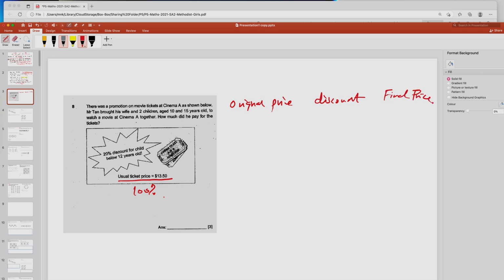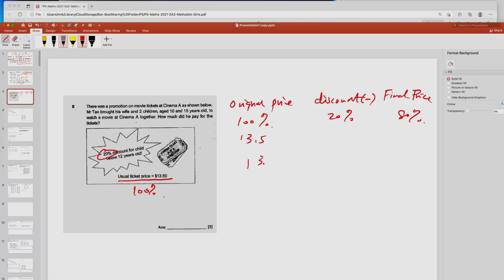So you write it down like this: 原价, 折扣, 最后价格. Original price is always 100%. So what's the discount here? 20%. Discount means plus or minus. 折扣 means minus. So when you have a discount, you should tell yourself it's a minus. So 100% minus 20% is, what's the final price? 80%. Correct.